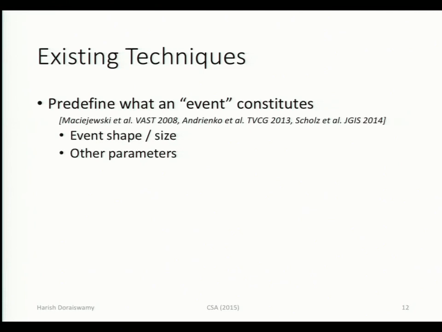Of course, there are automatic event detection methods, but the problem is that almost all of them fix the shape of an event. They typically divide the whole space into a set of grids and then do some processing on the grid. They also fix other parameters, such as how long or how short an event can be. Many of these techniques are really slow, often even exponential in time, and because they fix the kind of events, you can actually miss multiple events.